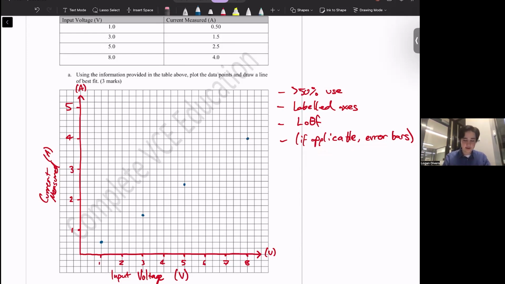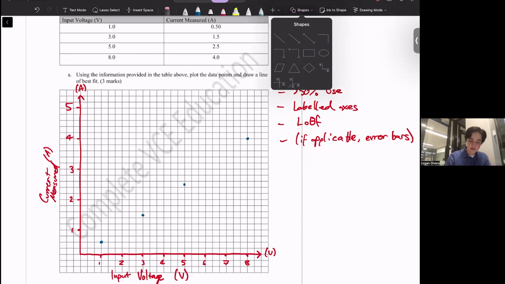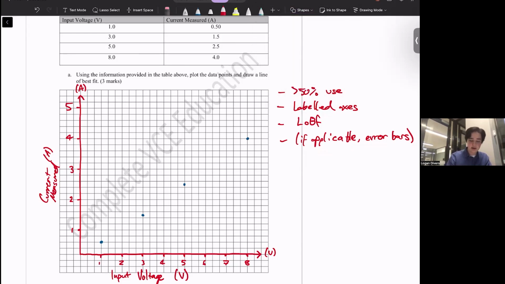Now, luckily for us, this is quite a simple line of best fit. As you can see, I can actually make this line of best fit using the straight line tool.